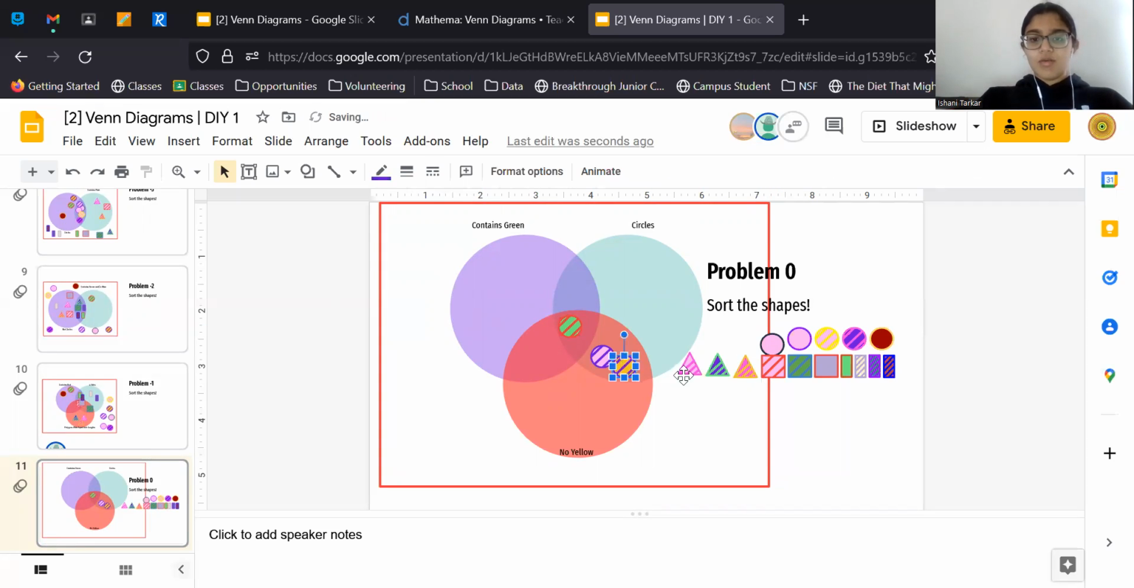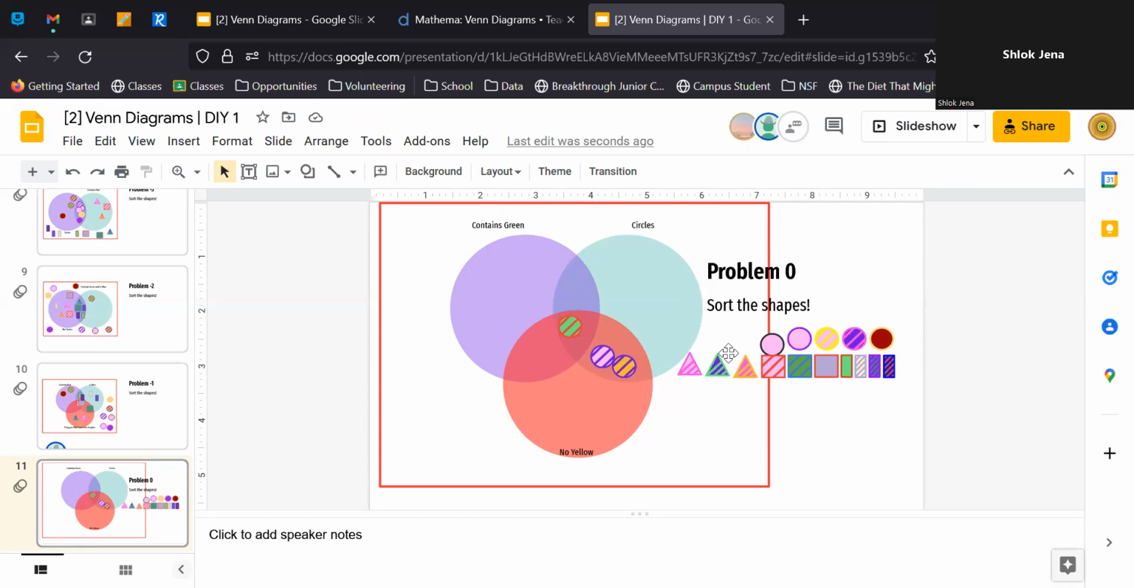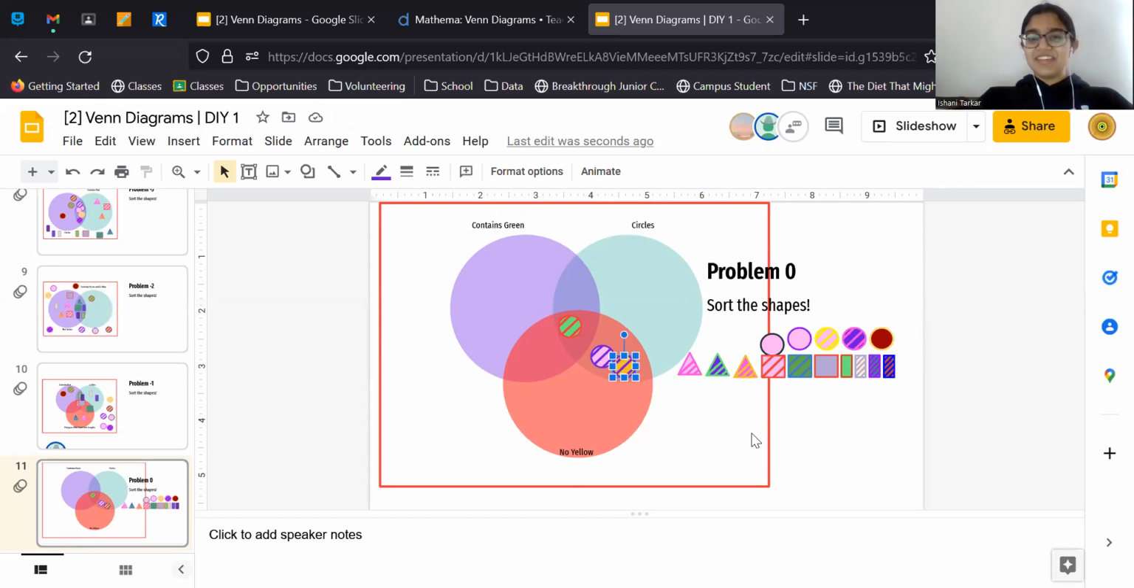This one is orange. I thought it contained yellow. Yeah, it doesn't. It contains orange. I feel like I should have chosen better categories than colors. Yeah, okay. So this one is a circle that does not contain green, but also has no yellow.